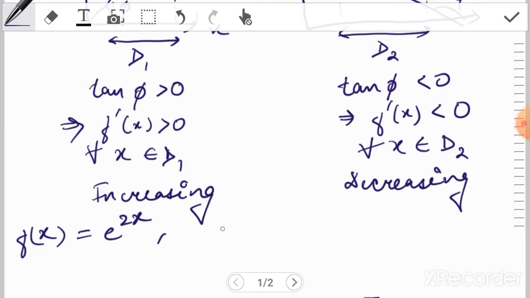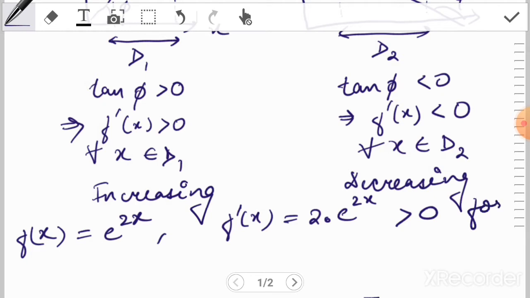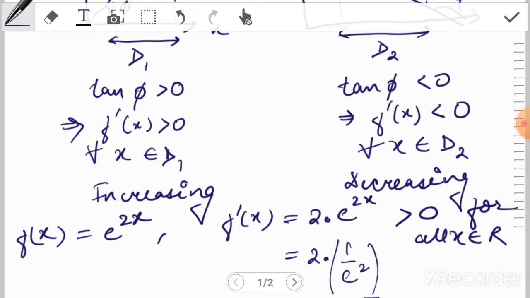So differentiating with respect to x, we have f dash x is equal to 2 e raised to the power 2x, which is always positive, or greater than 0, for all x. Yes, even if x is negative, say -1, this will result in a positive value. So that means f(x) is a strictly increasing function or monotonically increasing function.